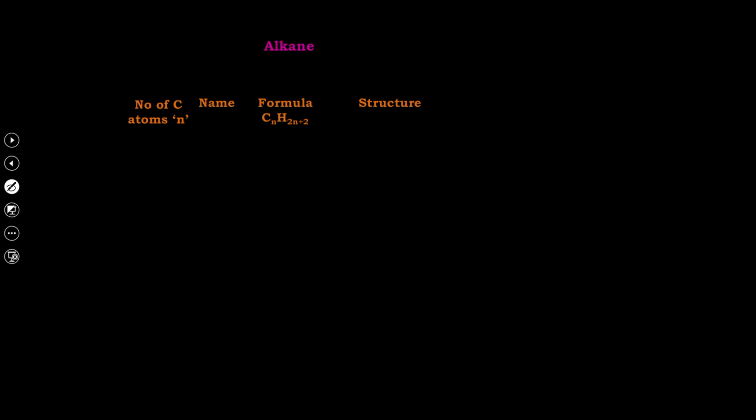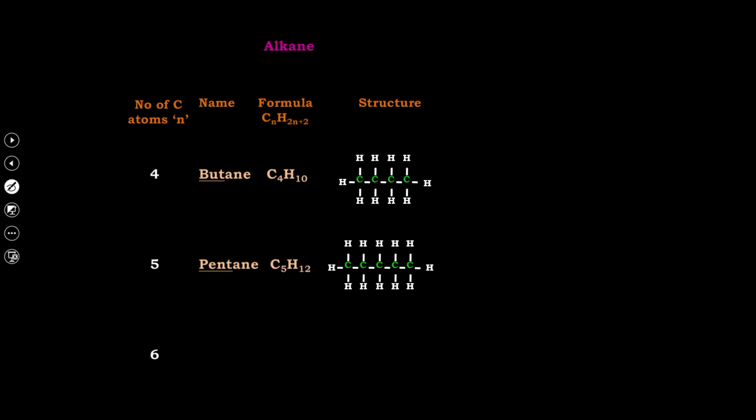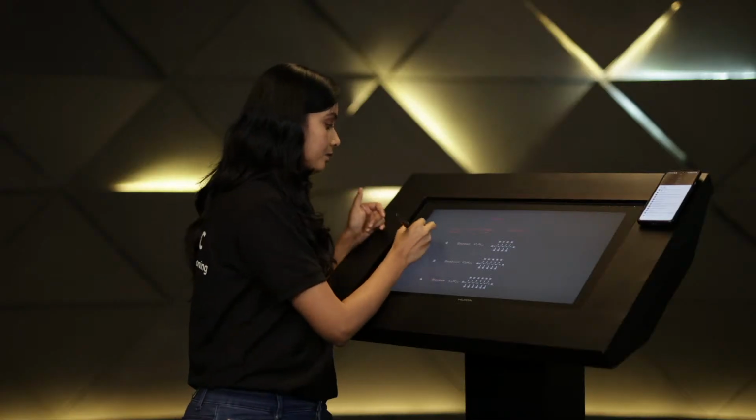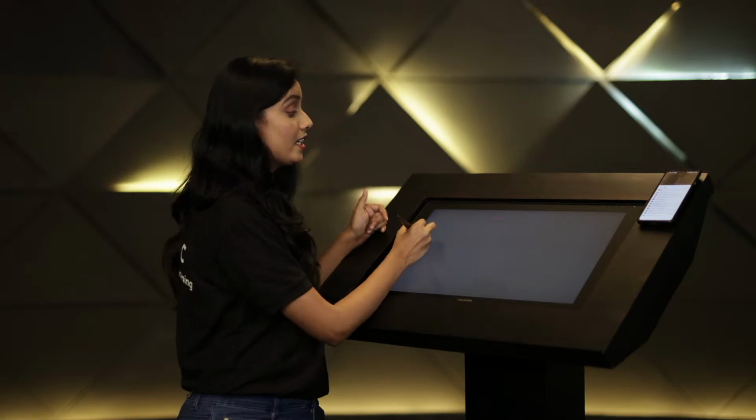Now, in a similar way, if you put the value of n as 4, 5 and 6, you can write the name as butane, pentane, hexane, and you get the formula and structure for the respective number of carbon atoms. So, these were the series of alkanes. Now, moving towards alkenes.